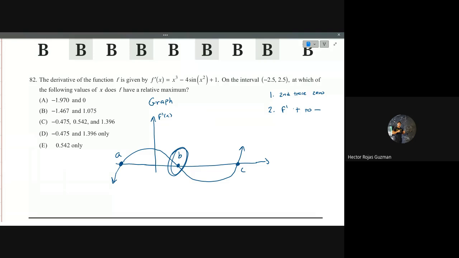On the interval from negative 2.5 to 2.5, okay, so they're telling you what window to use on the graphing calculator. That way you can actually focus on the correct x-intercepts. And yeah, that was just my example. So go ahead and figure it out.